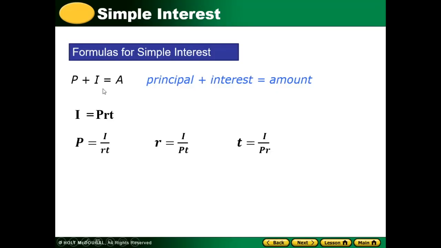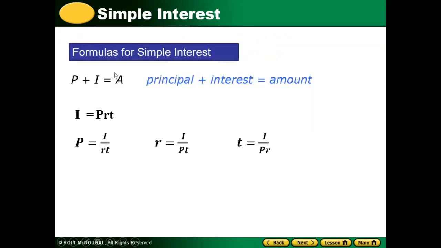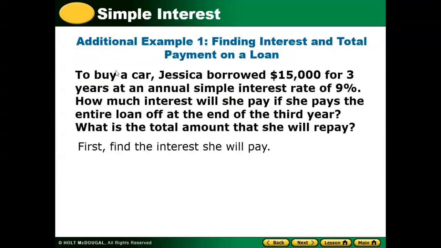P plus I is equal to A is another formula. And this one is really just, and we'll talk about it a couple times in this PowerPoint, a way that you can calculate the amount. Amount is the principal, so the money that we've borrowed or invested, plus the amount of interest earned. When we add those two together, we get the amount. This is maybe the total amount that you owe by the end of the term, or it could be the amount that you get at the end of the term, investment-wise.